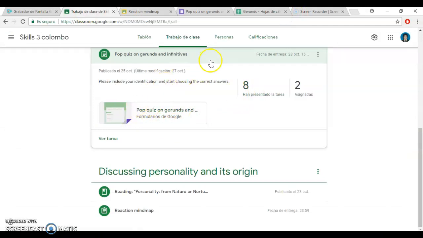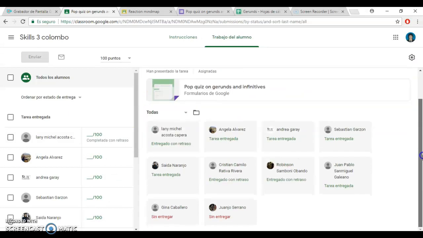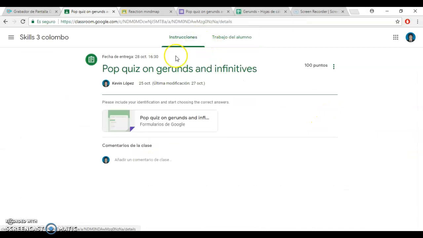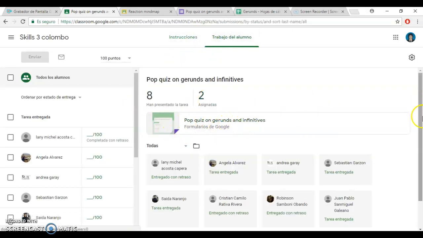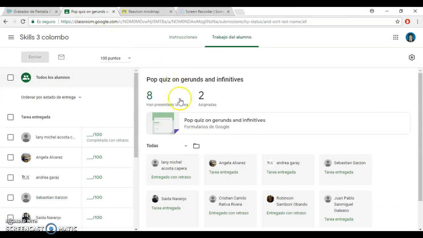For example, here if we go to this task, to this quiz assignment, all of them presented it. Well, there were 2 students that didn't do it, but maybe because they didn't click on deliver. So the instructions were clear, and it's a very good way of evaluating our students.